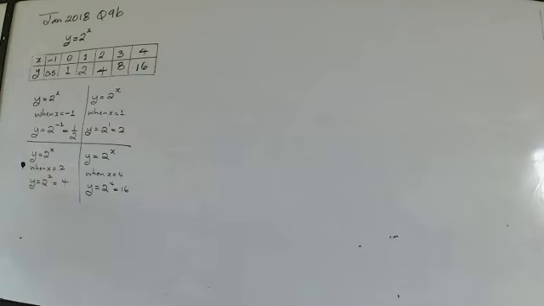So, for completing that, you get some marks. Then he says, using a scale of 2 centimeters to represent 1 unit on the x-axis, and 1 centimeter to represent 1 unit on the y-axis, draw the graph of y is equal to 2 to the x for values of x between minus 1 and positive 4. I hope you have enough space on the graph.